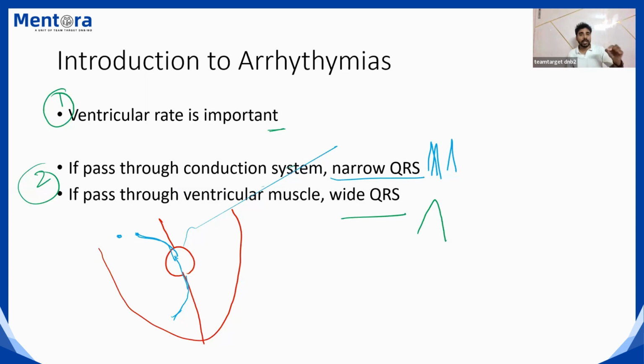Any impulse which passes through the conduction system, which is a specialized myocardial tissue, travels very fast, so it reaches the ventricles very fast. So the ventricle will contract very fast, and your QRS complex will be narrow in the ECG. But if any impulse passes through the ventricular muscle, which is not a specialized myocardial tissue, it's a normal myocardial tissue, it travels slowly and depolarizes the ventricle. So the ventricle will depolarize late, so your QRS complex will be wide. Right?